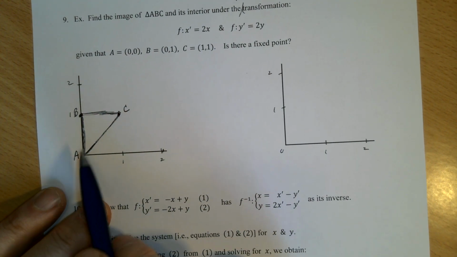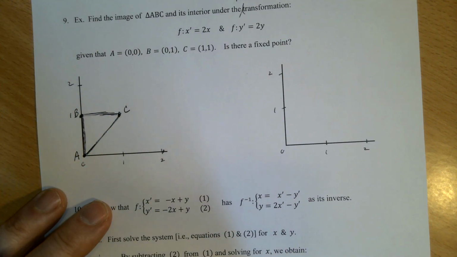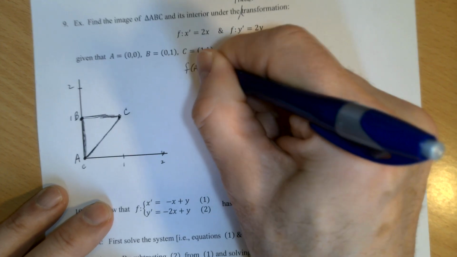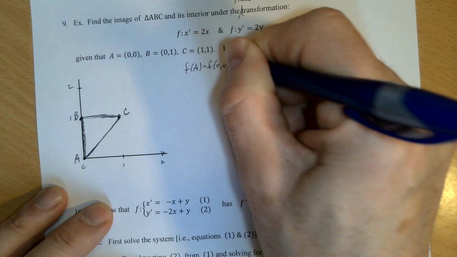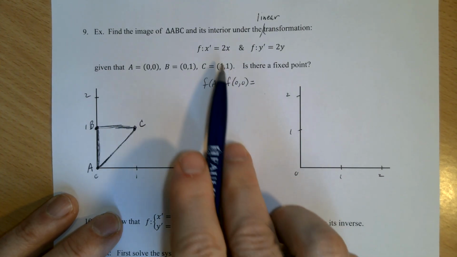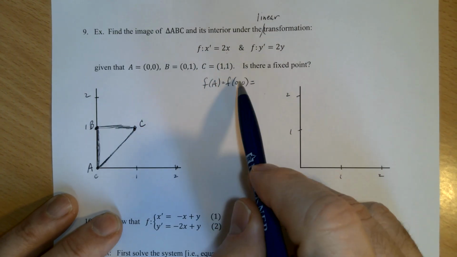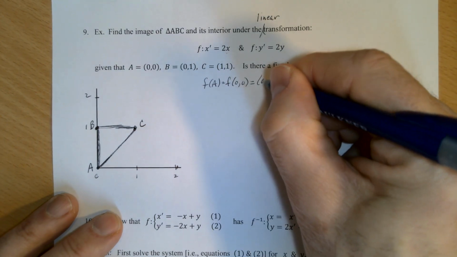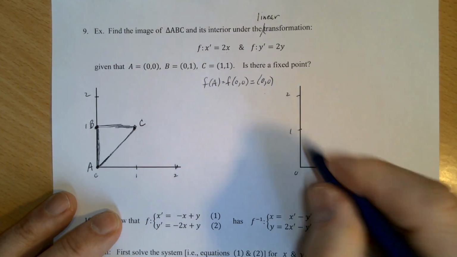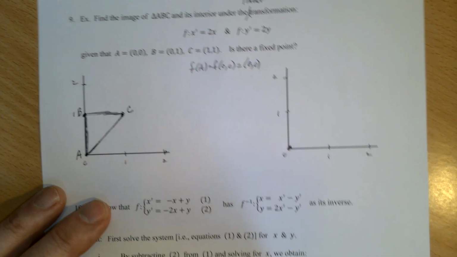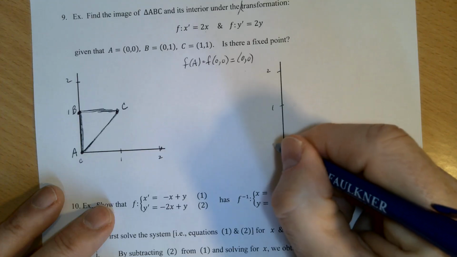Let's see first, where do those 3 vertex points, A, B, and C, get mapped? Well, what is f of A? F of 0, 0. F of 0, 0 is going to be what? Well, the x prime value is going to be 2 times x. The y prime value is going to be 2 times y. So that's the image of 0, 0. It gets mapped to itself. Maybe I'll call that A prime.